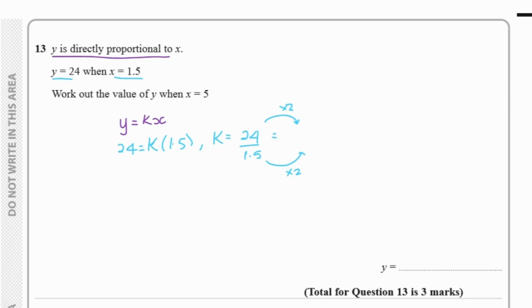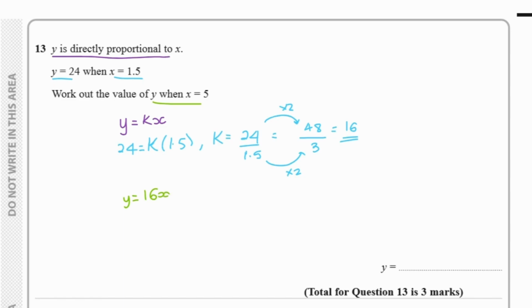So 24 multiplied by 2 can be written as 48, and in the denominator we will put 3. 48 divided by 3 is 16, which means K is equal to 16. The question is asking us to work out the value of Y when X is equal to 5, so we can now write an equation for Y with our value of K.